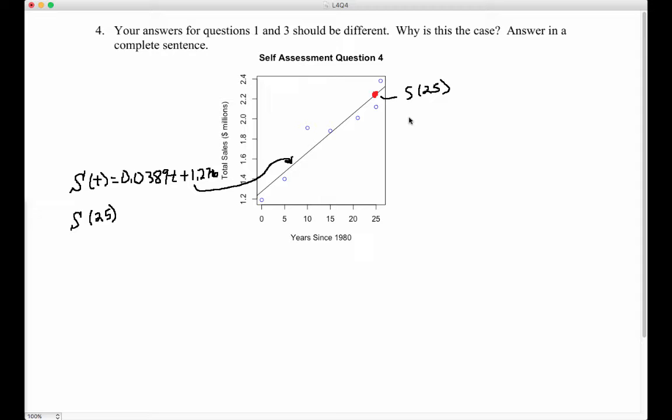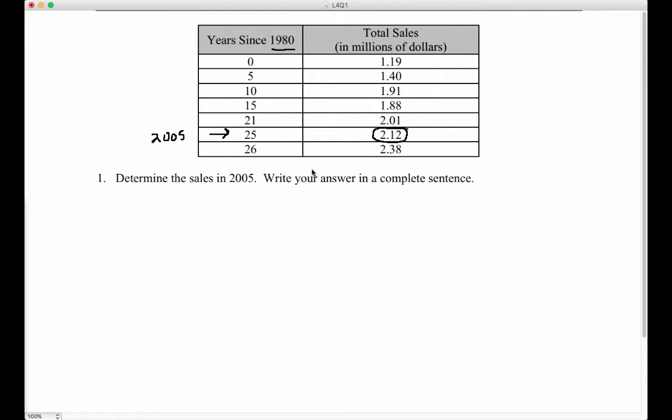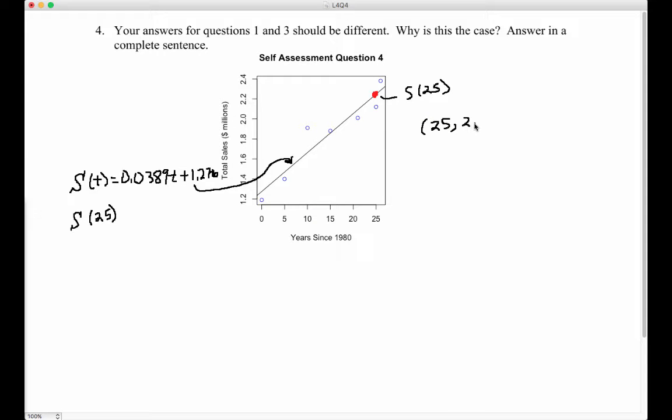Now, the data point that we plotted was not S of 25. The ordered pair that we plotted, in other words, the scatter plot, was 25 by, well, let's see, recall again, what did we get out of the table? Oh, it was 2.12, right? So that point, that's right here. That's this guy, okay?